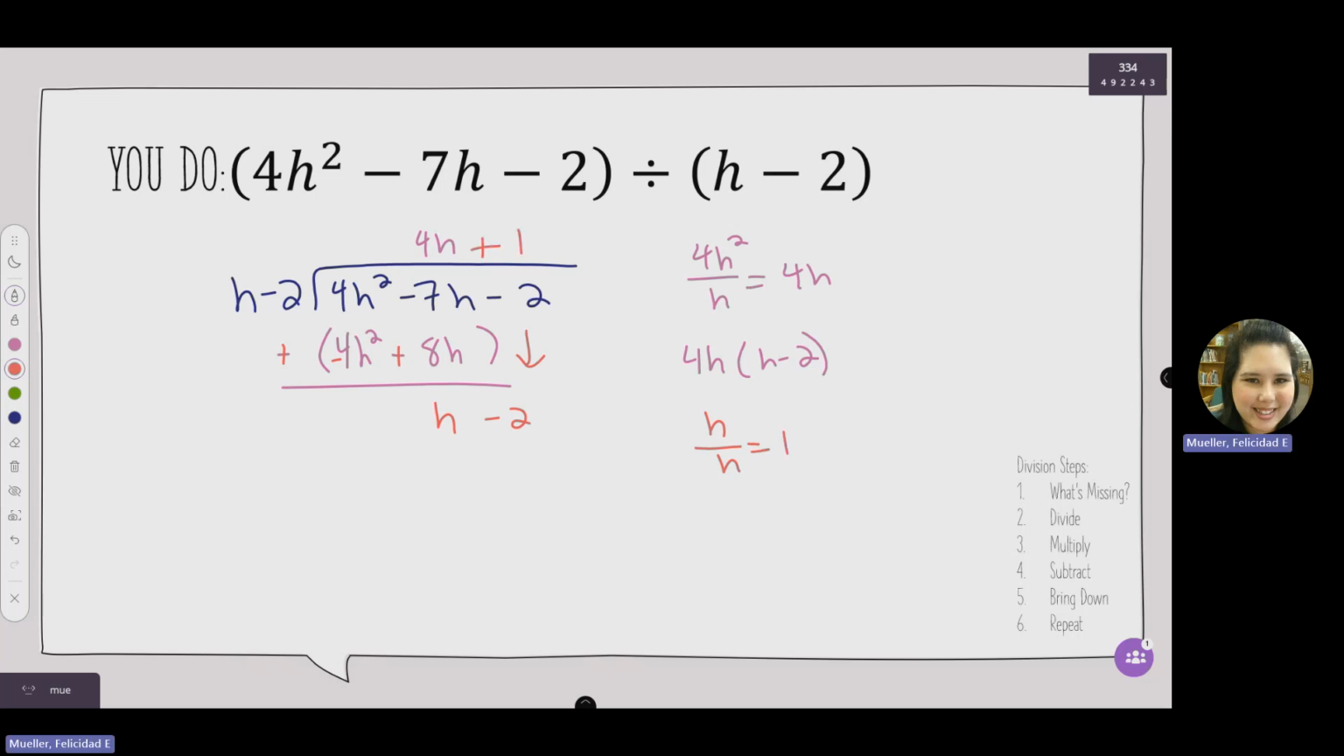Make sure you always have an operation sign between your terms on the quotient. So make sure you have that plus 1 in there, not just 1, but a plus 1. And 1 times anything is the item itself. So we're going to get minus h minus 2, which gives me a remainder of 0. So our final answer is 4h plus 1.